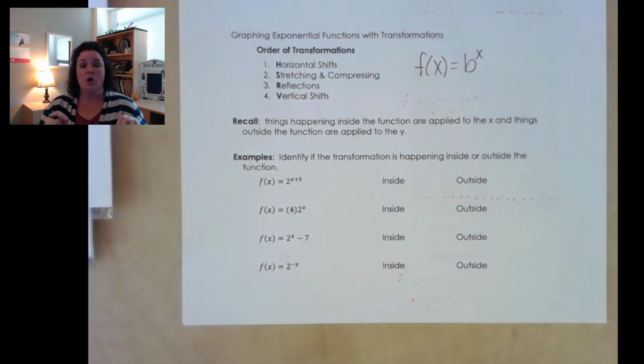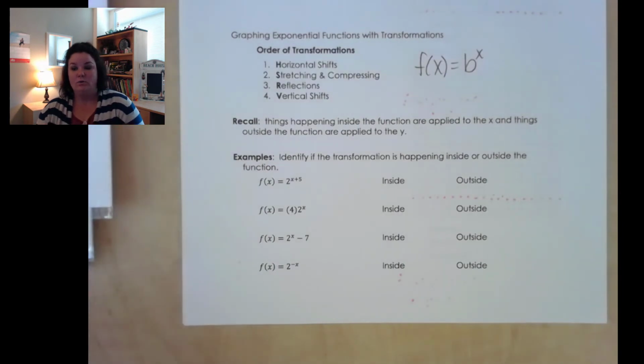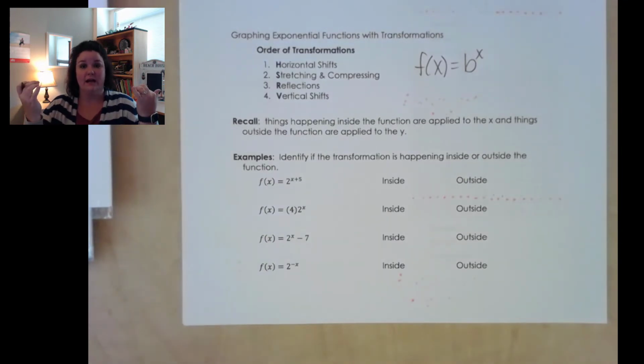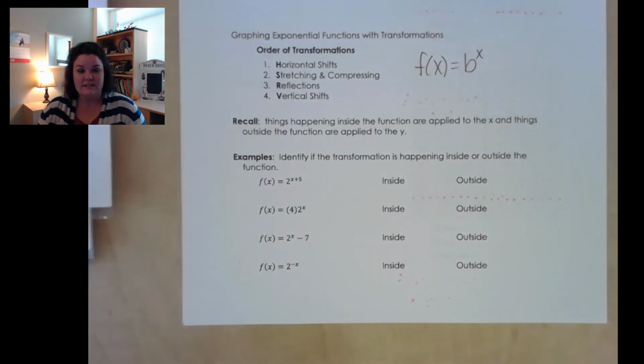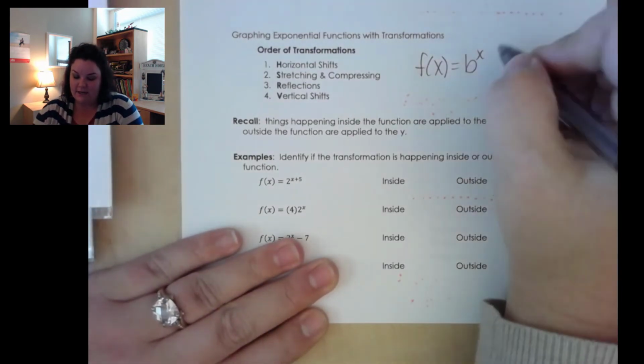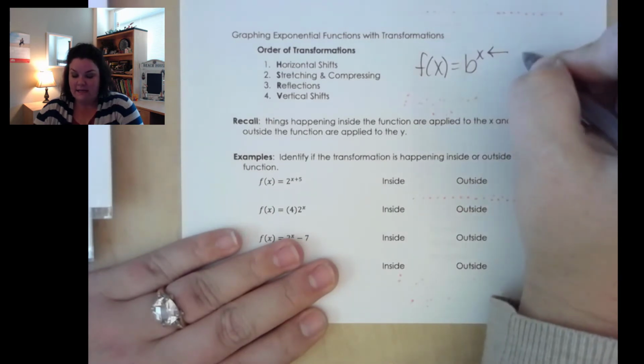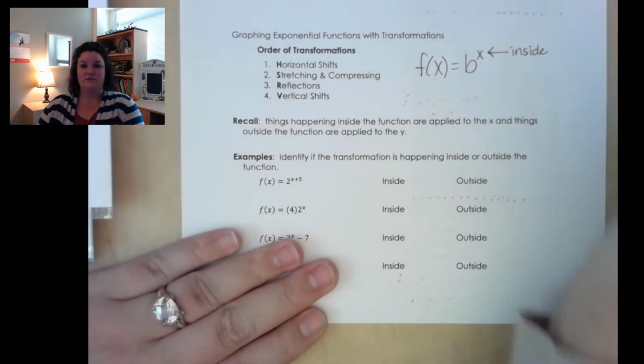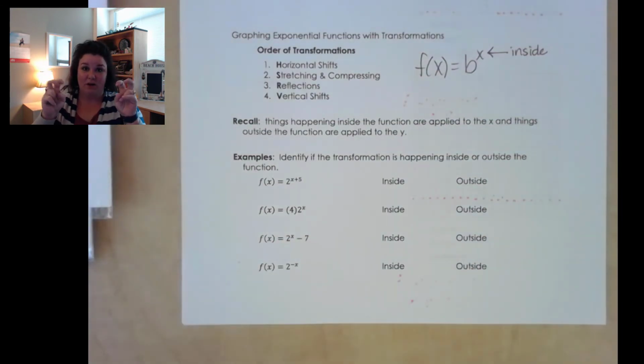So when we transform functions, it's important to know, are our transformations happening inside the function? So we know they're being applied to the x, right? Or are they happening outside the function? Because then we know they're being applied to the y. So when we have a square root function, for example, whatever's inside the square root is being applied to the x, whatever's outside the square root is being applied to the y. The same thing is true with exponential functions, except notice where x is not under a square root, right? X is up here in the exponent. So anything being done in the exponent is what we will call being done inside the function, okay?